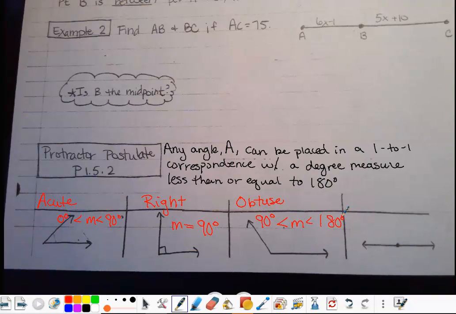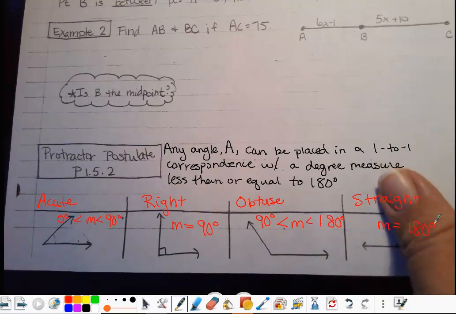Next one, I don't know what it's called, but it's a line? Yeah, it's called a straight angle. So it's literally just a line. Okay, and so what's the measure of that one? 180. Equals 180. Yeah, good. So the protractor postulate says I can measure any angle with a protractor. Awesome. And then reviewing some angle types and angle measures. All right, are we good to go on?